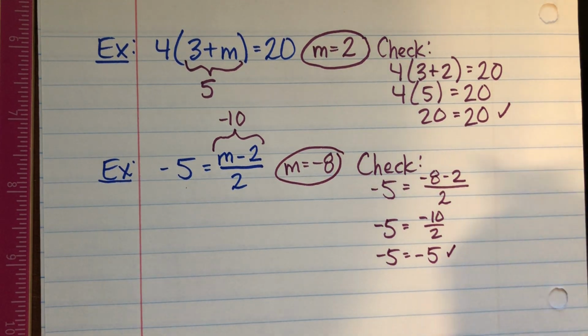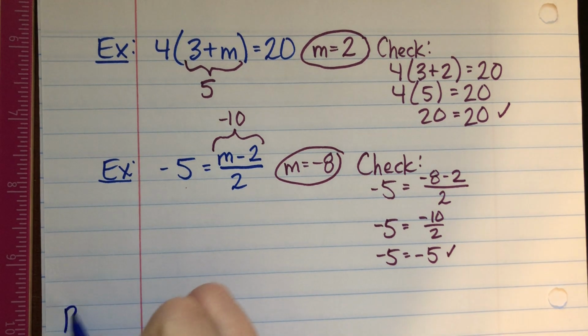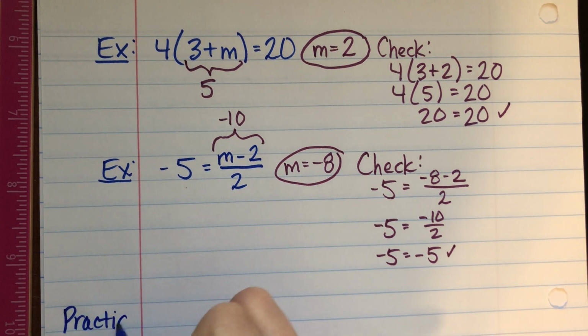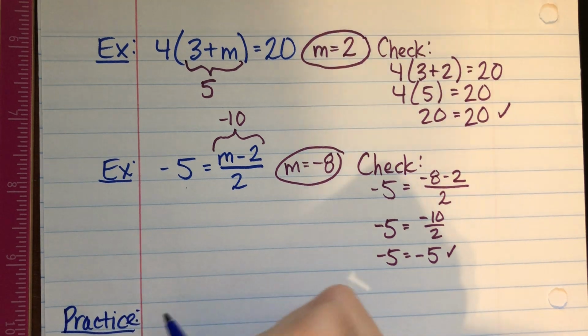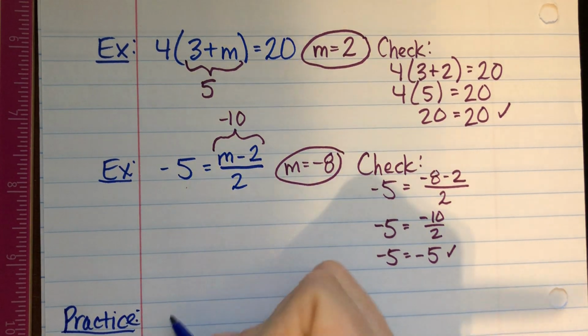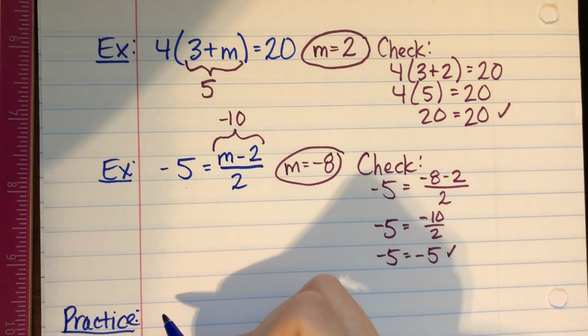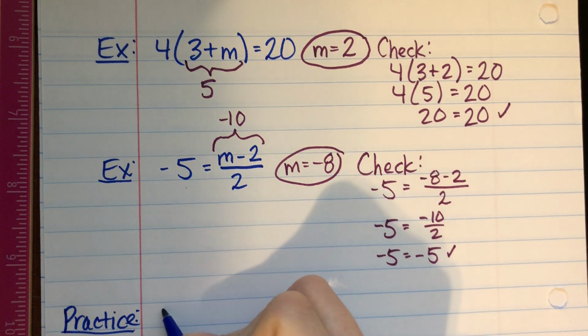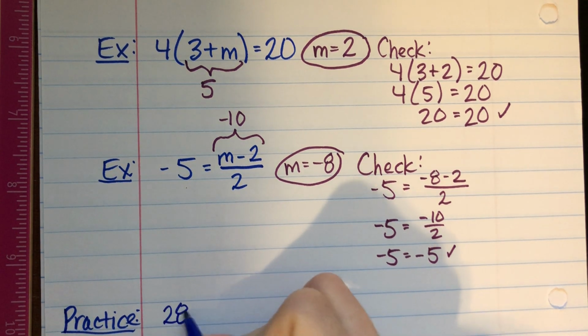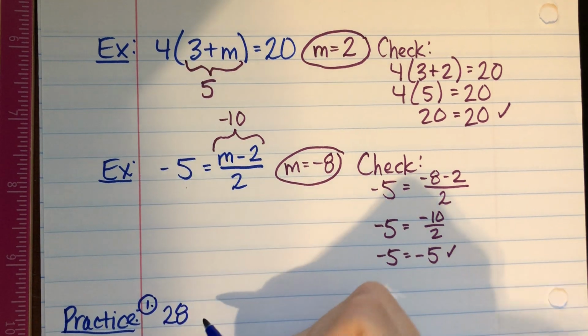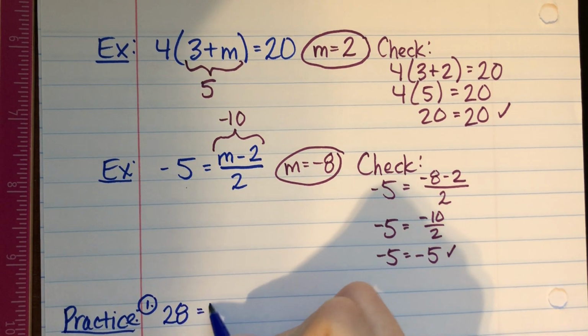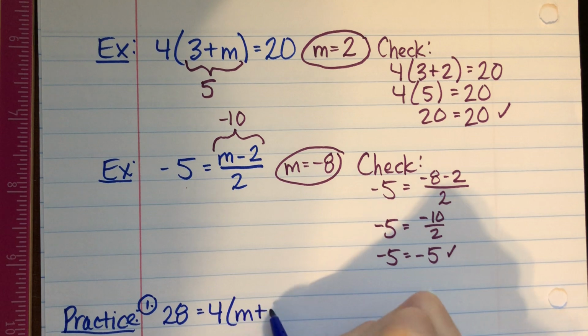All right, let me give you a couple to practice. Let's do number 1. 28 is equal to 4 times M plus 5.